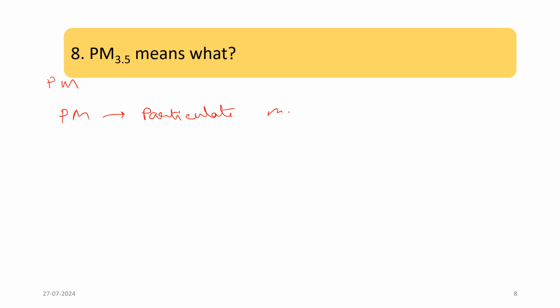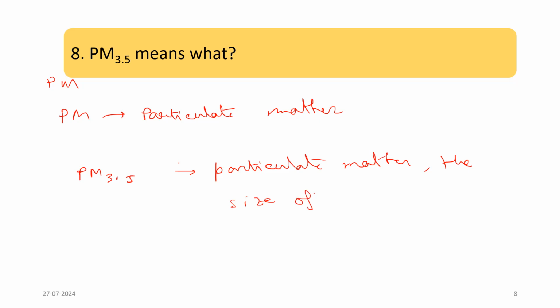Yes. So when PM 3.5 is written, it means that in this type of particulate matter, the particle diameter is 3.5 micrometer or less. 3.5 micrometer is the predefined size, so it is a well established form of expressing particulate matter. Okay. Next question.